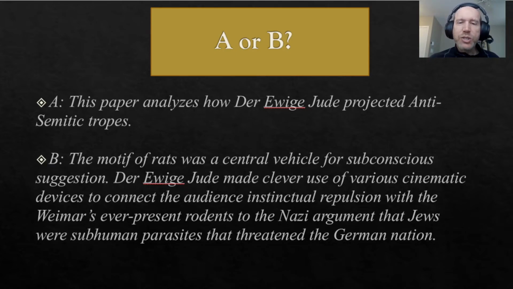B: The motif of rats was a central vehicle for subconscious suggestion. Der Jude made clever use of various cinematic devices to connect the audience's instinctual repulsion with the Weimar's ever-present rodents to the Nazi argument that Jews were subhuman parasites that threatened the German nation. Now, that is a good thesis in the sense that it creates a clear argument, what you're going to look at, what you're going to prove.